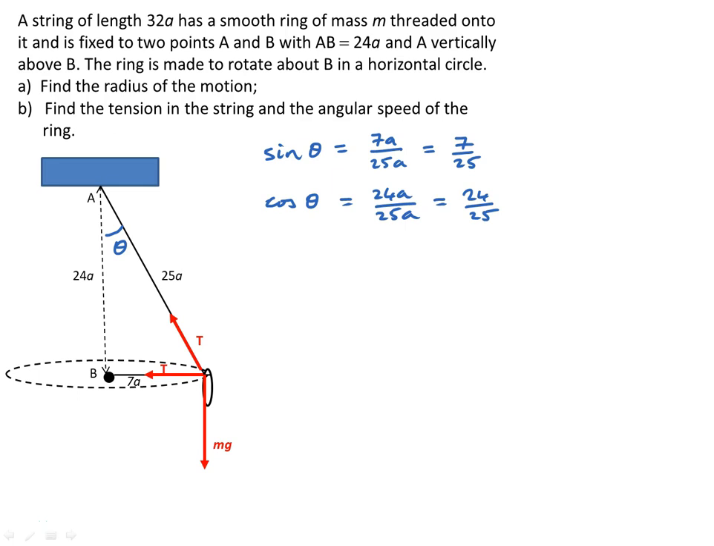And because the string just passes through this smooth ring, this tension will be the same as T. And the final thing to add to the diagram is the acceleration towards the centre of the circle. And this time, because we're being asked to consider the angular speed of the ring in the question, we'll use the omega squared r format for the acceleration of the ring towards the centre of the circle.